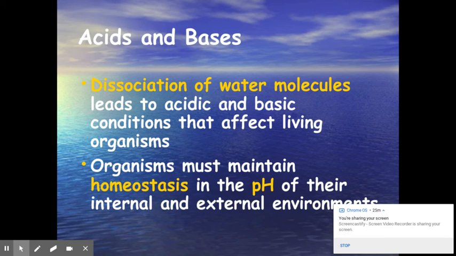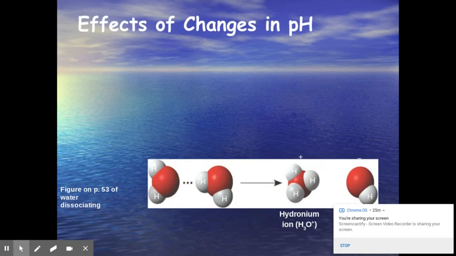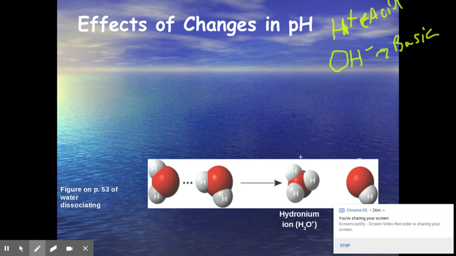Let me just explain this a little bit. One thing about water, it has equal amounts of hydrogen ion, that is this, and hydroxide ion, which would be this. When water dissociates, it becomes hydrogen ion and hydroxide ion. Now, if you're acidic, you have a lot of this. If you're basic, you have a lot of this. That's kind of how we measure that.